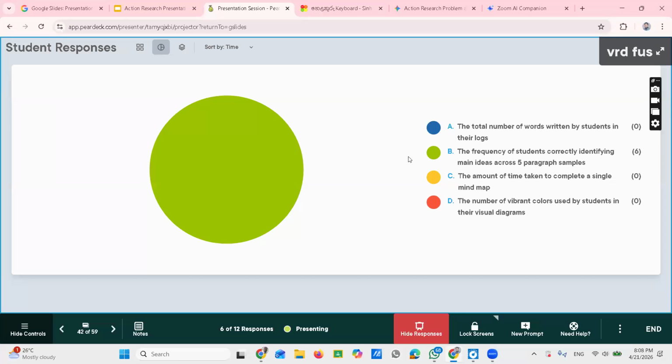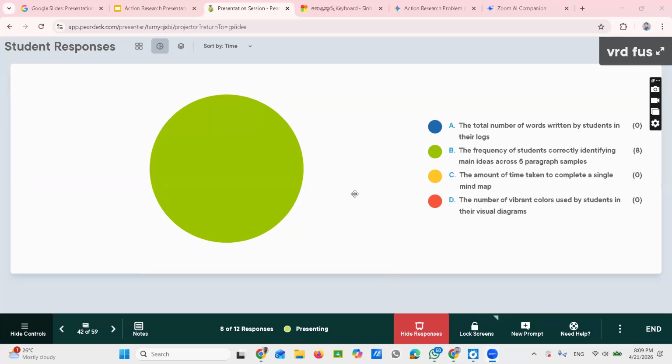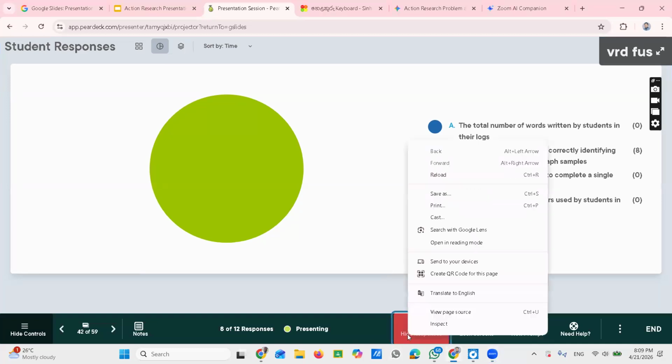Mainly the teacher wants to identify how far the student reaches the understanding level in reading. To do that, the teacher has to calculate the frequency of the student, how many times they correctly identify the main ideas. Therefore, the correct answer is B. One answer from the chat box also, that's also correct. That's the end of this activity.